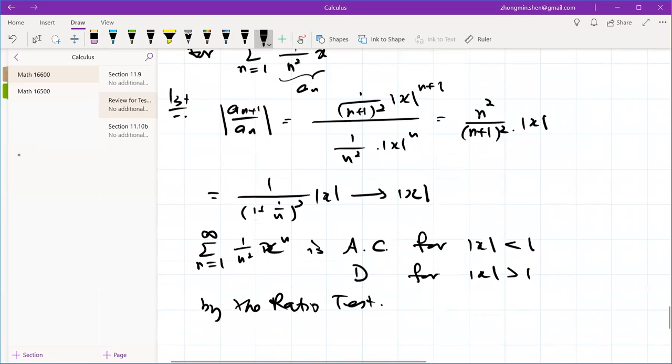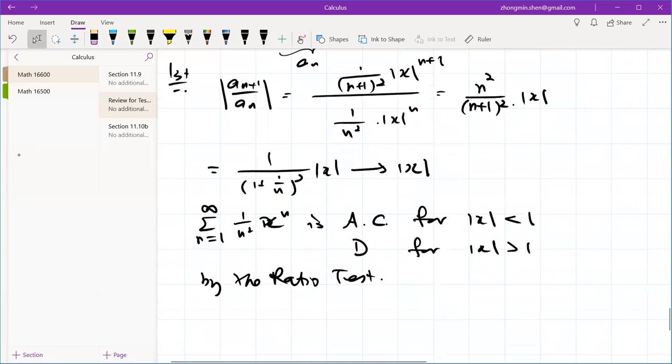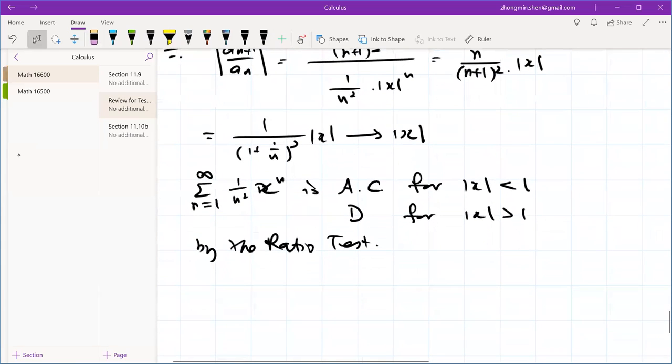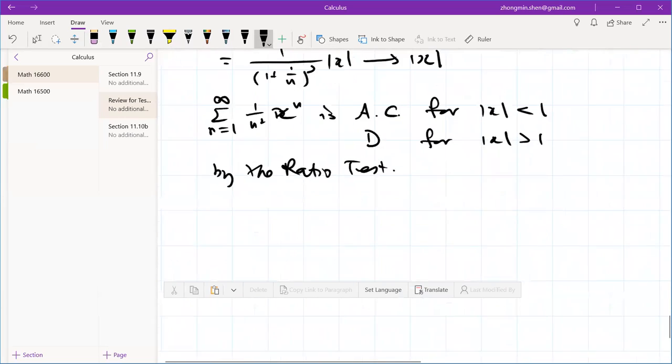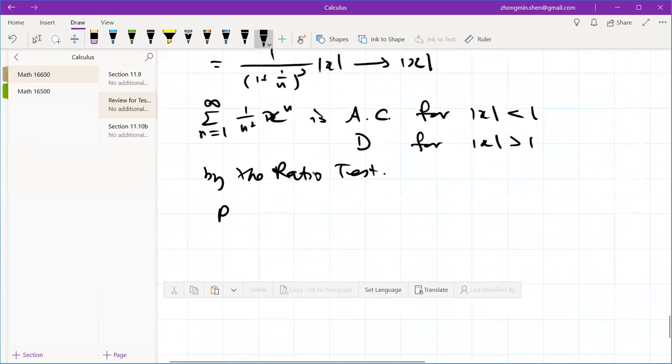I don't need to say anything about when absolute x equals 1, because I just want to find the radius of convergence. If I ask you to find the interval of convergence, you have to look at the two endpoints. So we conclude that R equals 1.